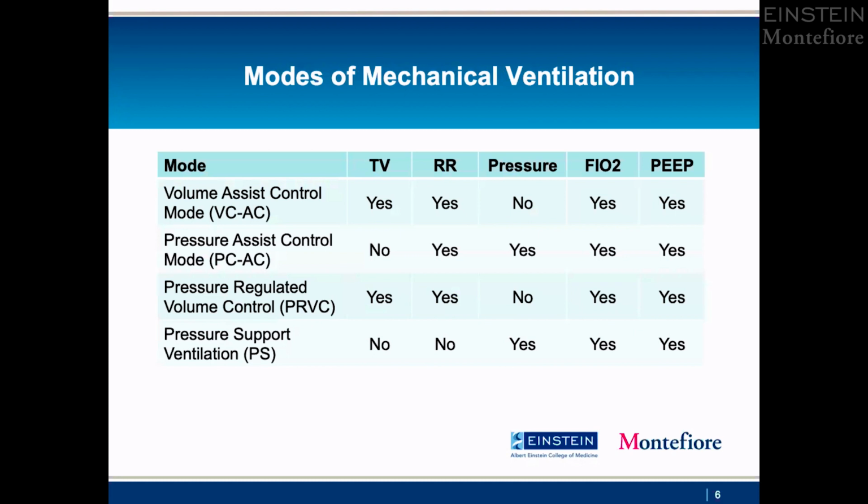With pressure assist control mode, the ventilator delivers a breath until the set inspiratory pressure is reached. So in a way, we are limiting the peak inspiratory pressure. The number of controlled breaths is set here as well.